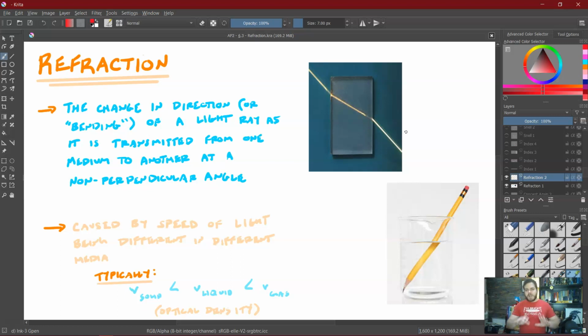Now, that's not 100% the case. It has to do with things like charge distribution. So it's not just a correlation with density. In fact, we often call this something known as optical density, and some materials are more optically dense than others, but typically solids are more optically dense than liquids, which are more optically dense than gases.